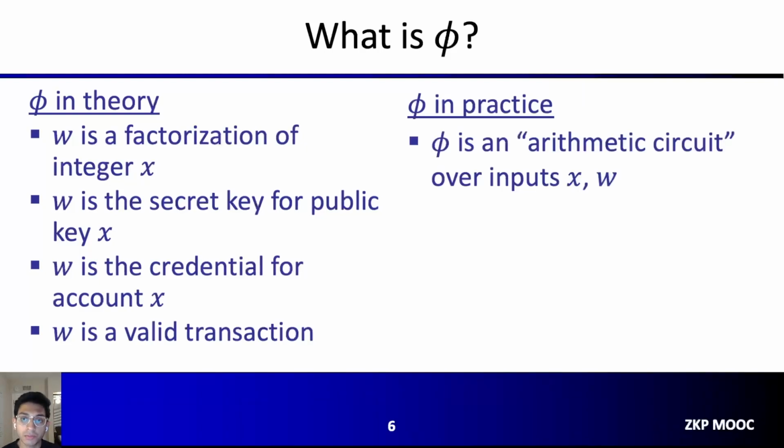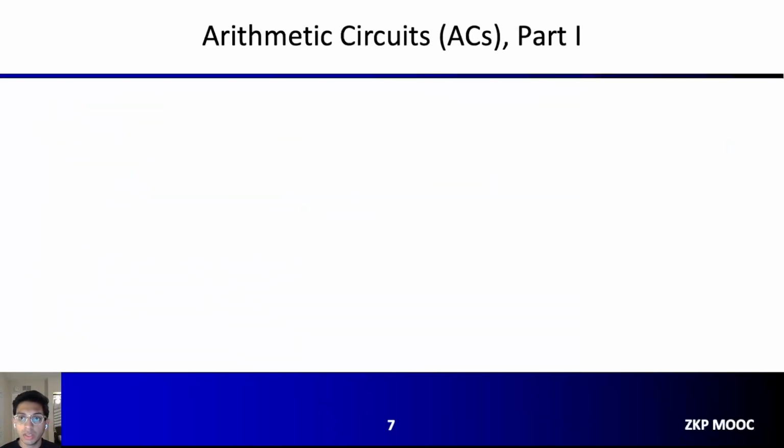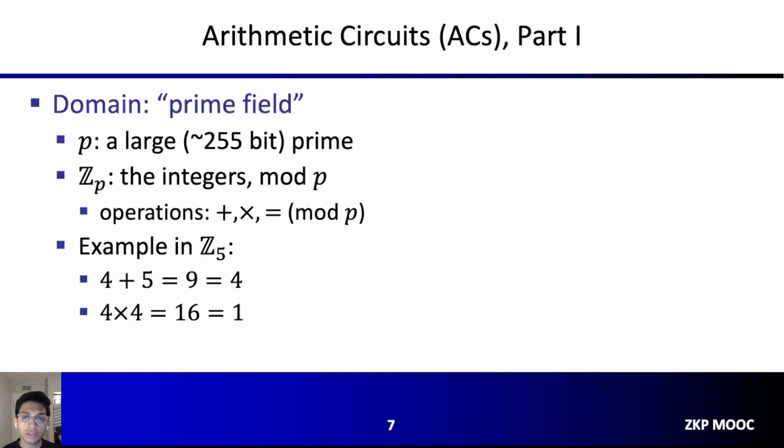So in practice, phi, in a format that the zero knowledge proof system understands, is going to be an arithmetic circuit over the public input X and the private input W. Okay, so let's dive a little bit deeper into what an arithmetic circuit is. You can think of it as similar to a Boolean circuit. You might be familiar with it from, say, your undergraduate classes.